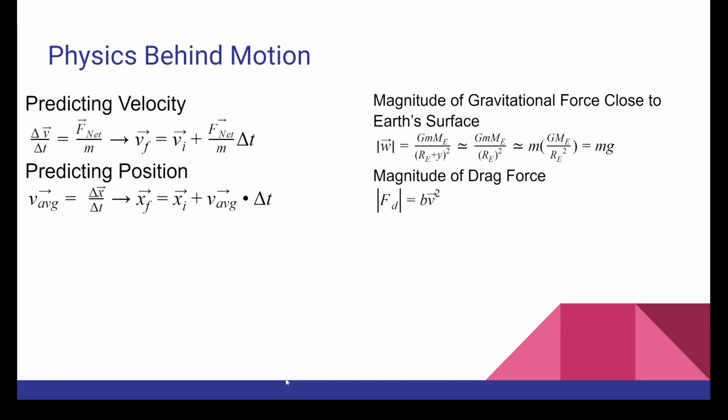Newton's law of universal gravitation shows that when an object is dropped close to the surface of Earth, the magnitude of the gravitational force exerted on the object is mg, where g is 9.8 meters per second squared. The second force acting on the ball is the drag force, which is the force experienced by an object as it moves through a medium, opposing the direction of motion.